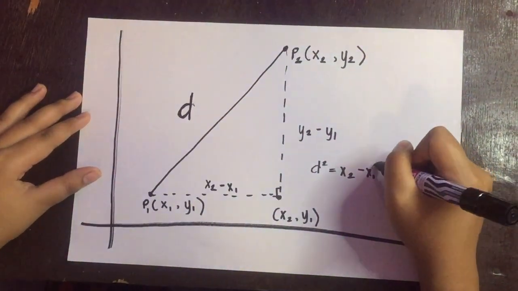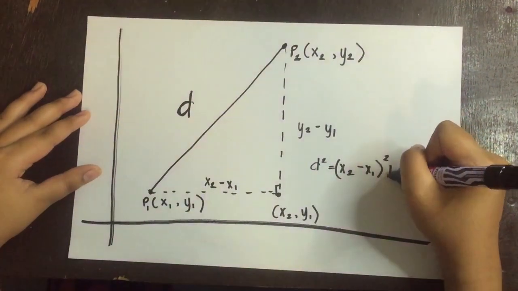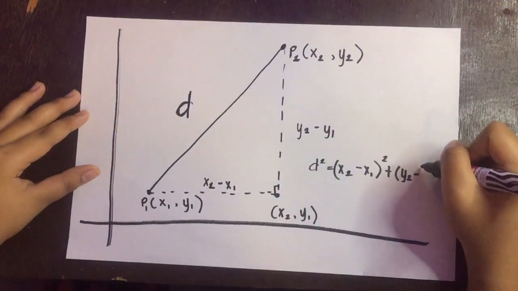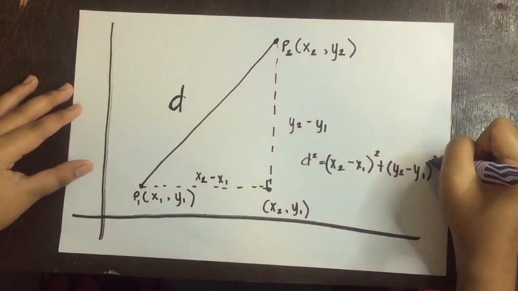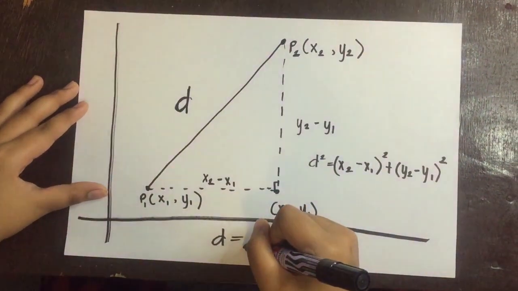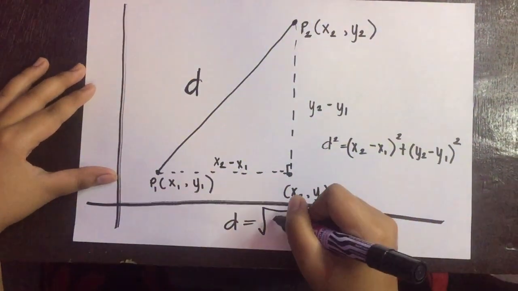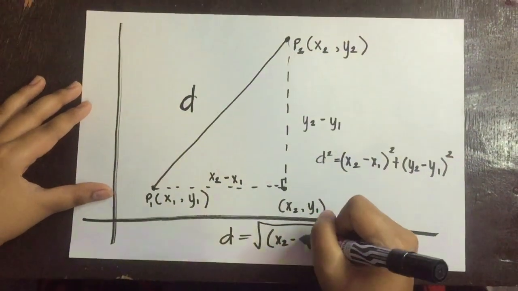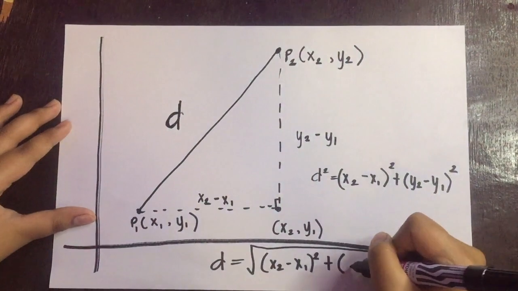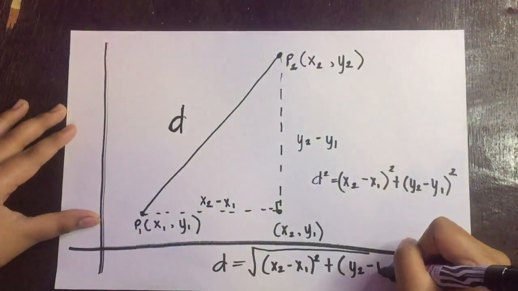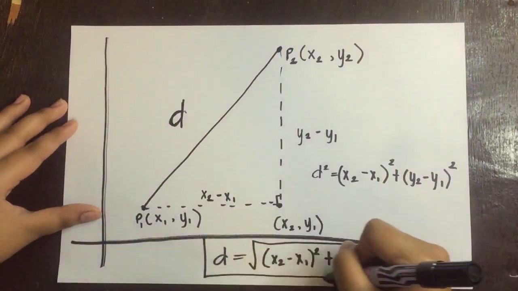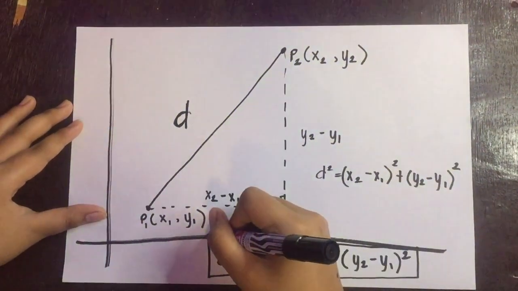So d squared is equal to x sub 2 minus x sub 1 squared plus y sub 2 minus y sub 1 squared. So the distance formula is equal to the square root of x sub 2 minus x sub 1 squared plus y sub 2 minus y sub 1 squared. So this would be our distance formula.